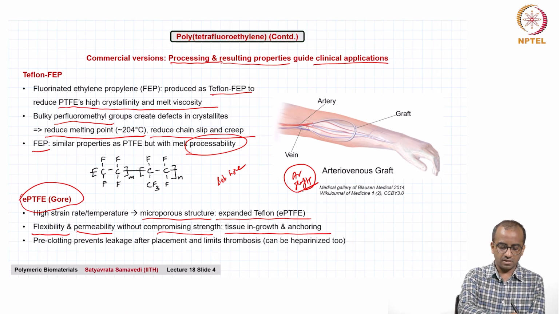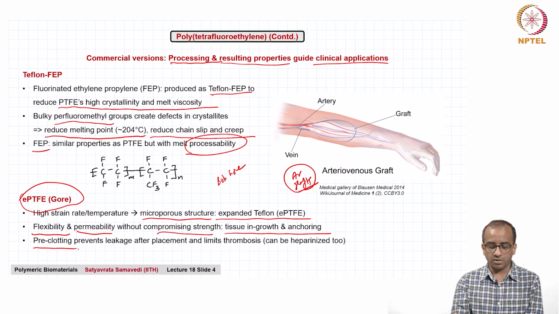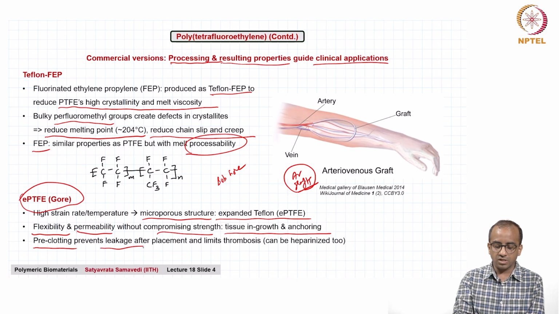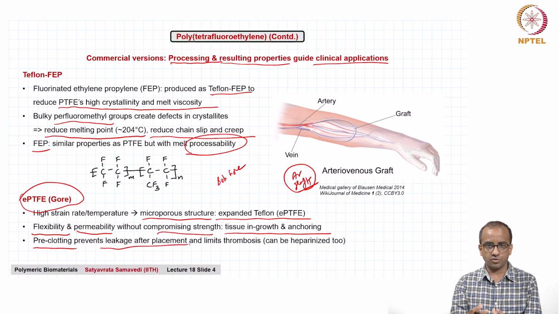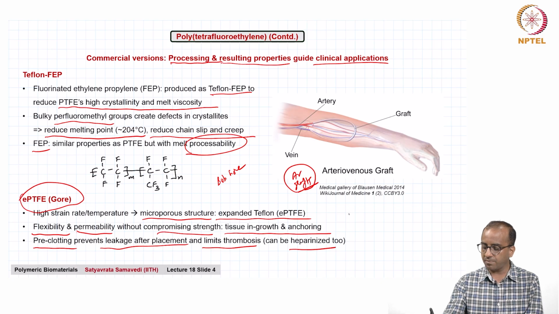Some of these grafts are also pre-clotted to prevent leakage after placement. This is sort of an older technique where you take the patient's blood and pre-clot the graft to make sure that you can prevent leakage after implantation, which limits thrombosis. But many of these grafts are also what you call heparinized. Now, heparin is a molecule that is a natural anticoagulant.